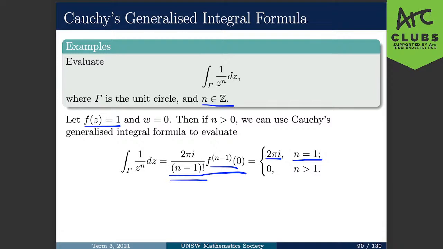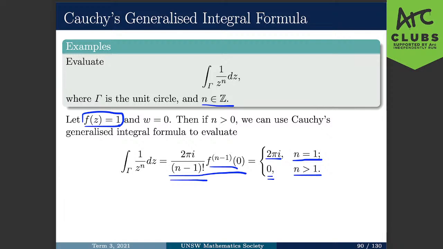But on the other hand, if n is greater than 1, that's saying that we need to differentiate at least 1 time. If n is equal to 2, that means we have to differentiate once. If n is equal to 3, it means we have to differentiate twice, and so on. But we also know that when we differentiate 1, we just get 0. So if we differentiate f, no matter how many times we differentiate it, we'll always get 0. So if n is any value larger than 1, then differentiating this function is just going to give us 0.